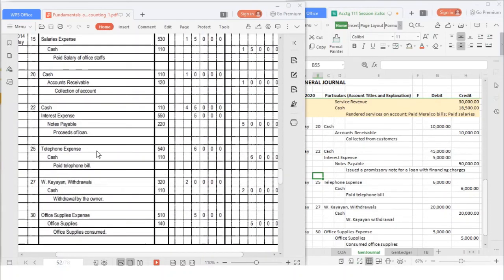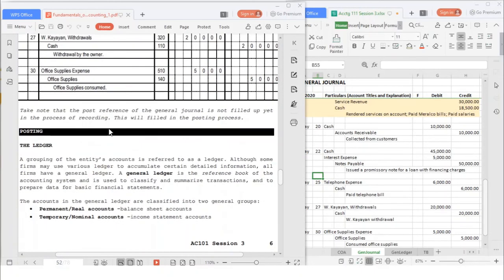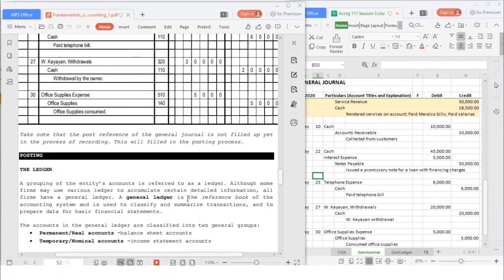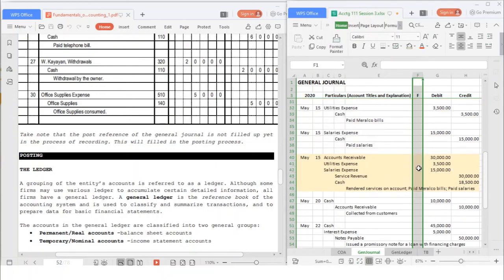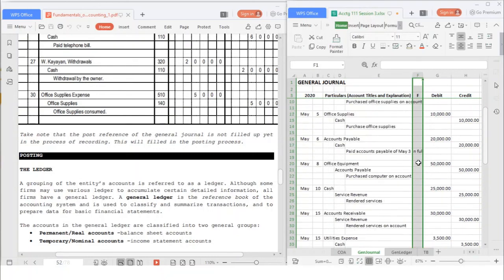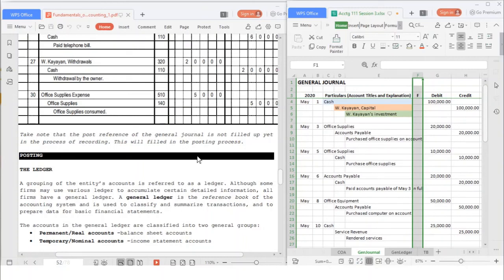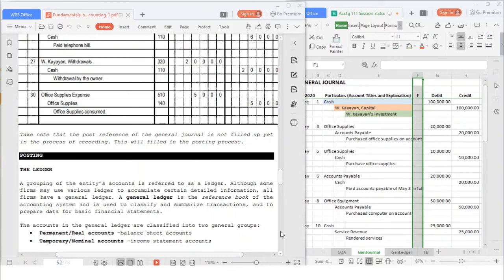Okay, there are proceeds of loan. So, kana. Oh, and then there is a note here. Take note that the post reference of the journal is not filled up yet in the process of recording. This will be filled in the process of posting. So, kaning folio, wala pa siya sulod or patay butang. Kaya nag-journalizing pa man ta. O yan na nato butangan if mag-posting na ta. Now, that's how you journalize.